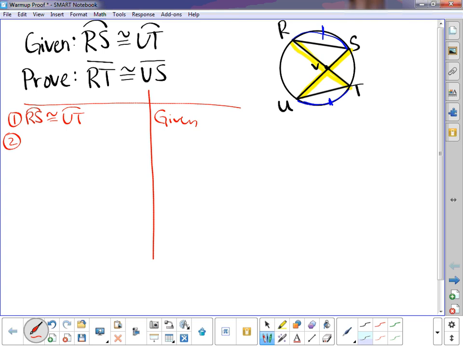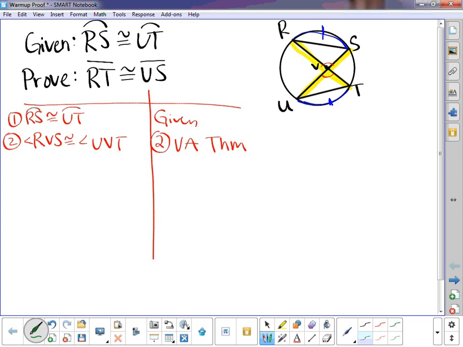You can say RVS and UVT are congruent. RVS and UVT, I like that. So you're saying these angles are congruent? And how do I know that angle RVS is congruent to angle UVT? Right, so vertical angles theorem. Alright. Great, so we've got a set of angles. What else can we say?